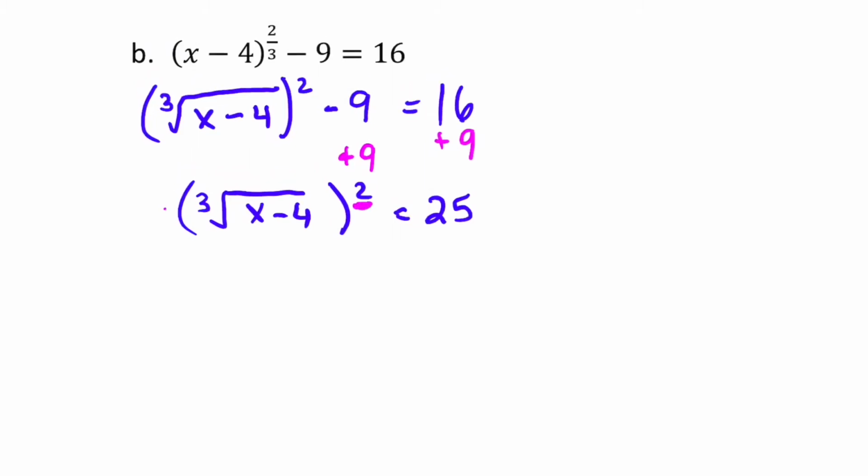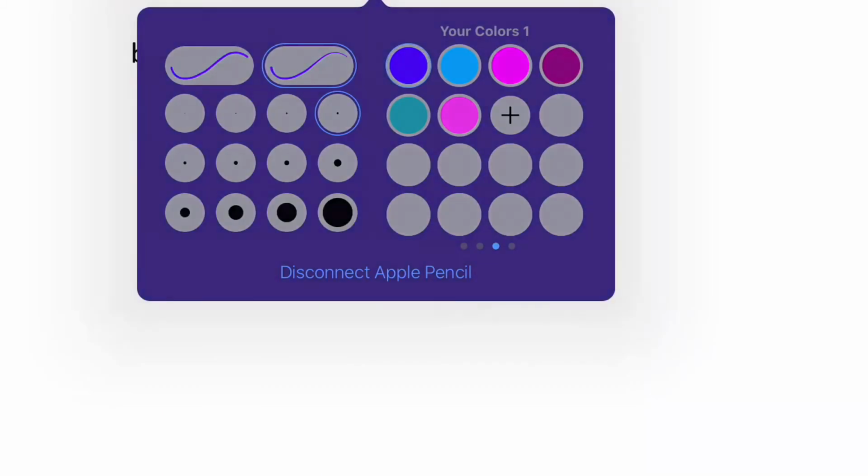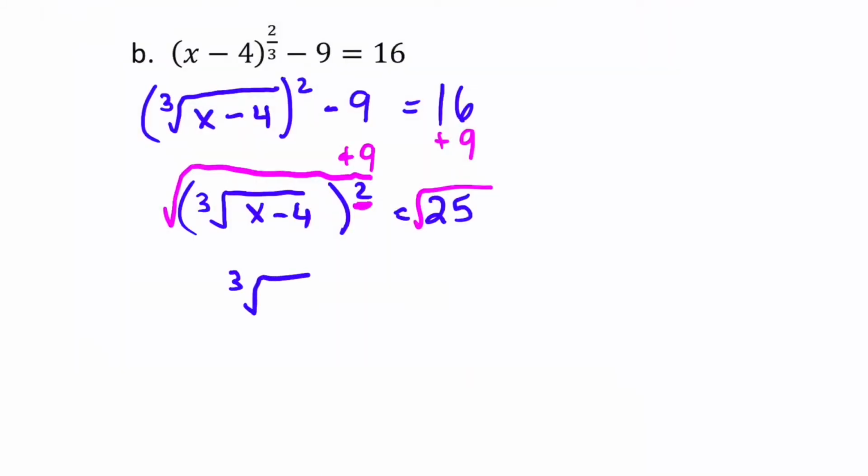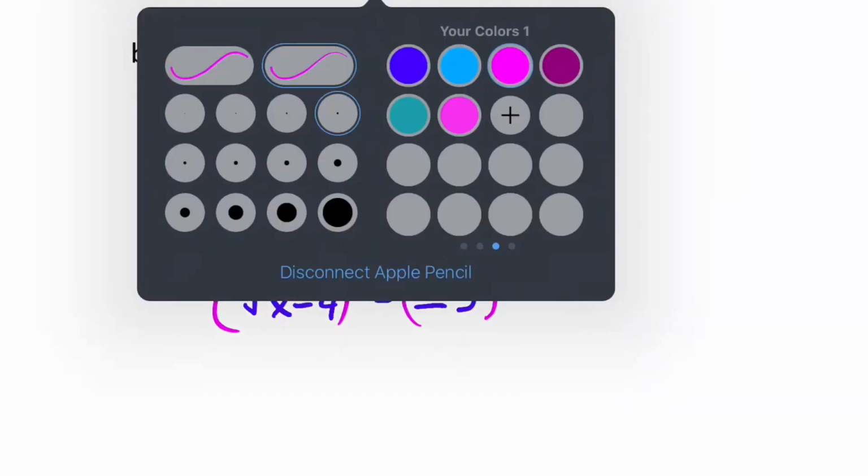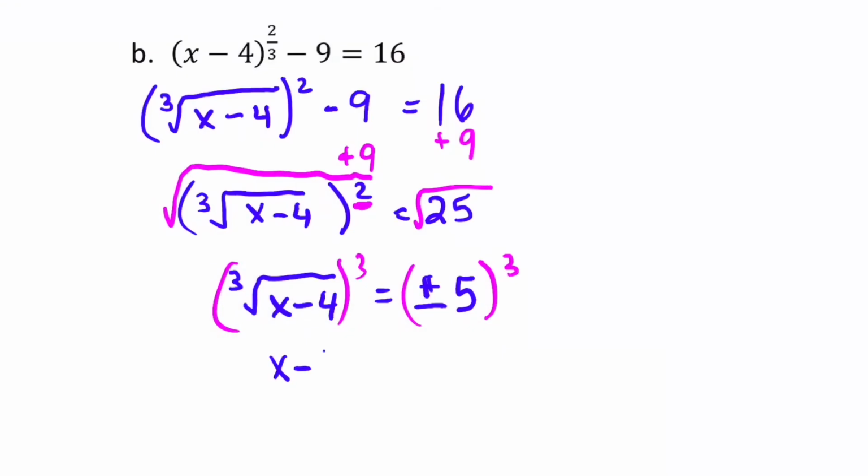So first I need to undo that square by taking the square root of both sides, which is going to give me the cube root of x minus 4 equals positive and -5. Don't forget your plus or minus if you take an even root. Now I'm going to undo my cube root by raising both sides to the 3rd power. So I'll just have x minus 4 equals positive and -125.